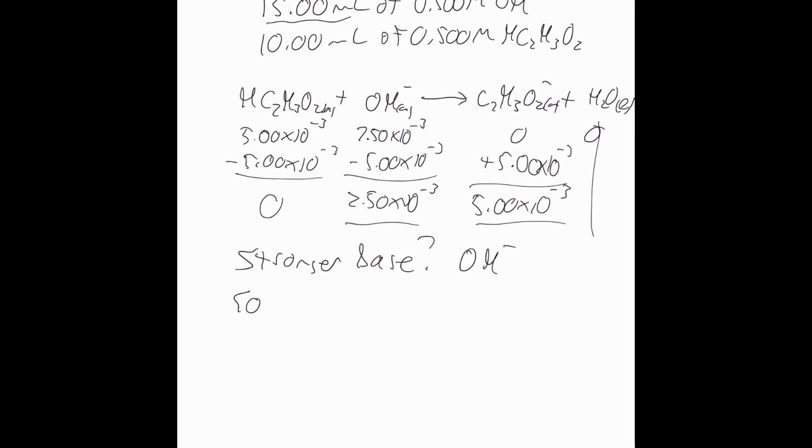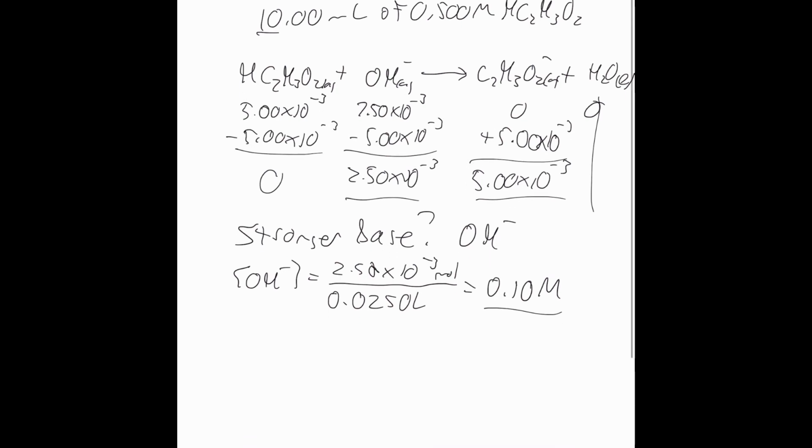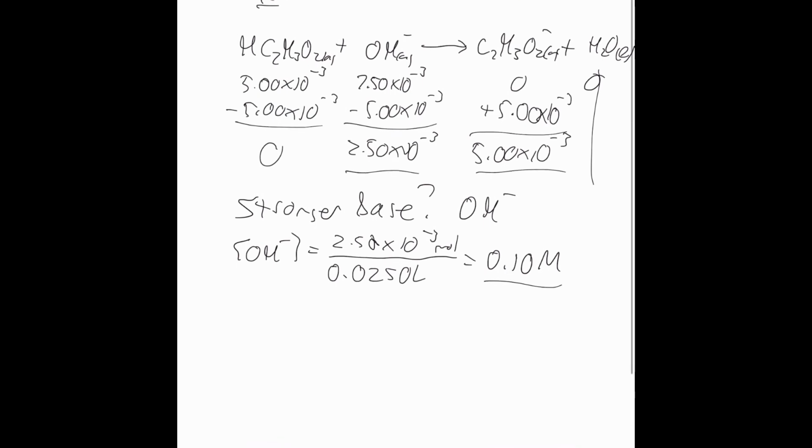So we just need to know the concentration of OH minus, which is 2.50 times 10 to the minus 3 moles. And then the milliliters, we had 10 plus 15, so it's 25 milliliters. I'm going to convert that to liters without doing the extra math. If we do that, we're left with 0.1 molar OH minus, which we can convert to a pOH of 1, and then the pH is equal to 13.